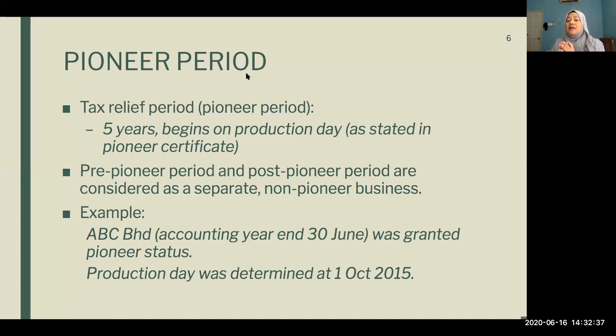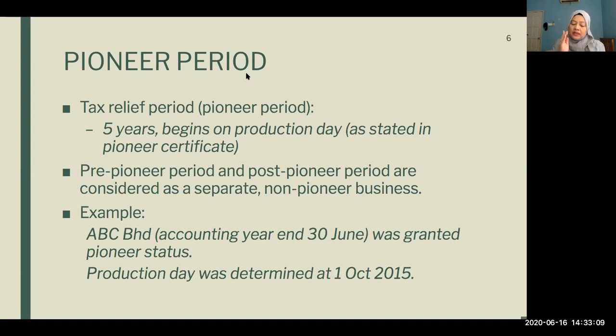So it means that if the machine is still at 10% or 20% production, the company will not get a pioneer certificate. Once they reach a minimum of 30%, then only MITI will give them the pioneer certificate. The pioneer certificate will mention the date of production. So the pioneer period starts on the first day of your production, which is stated in the pioneer certificate.